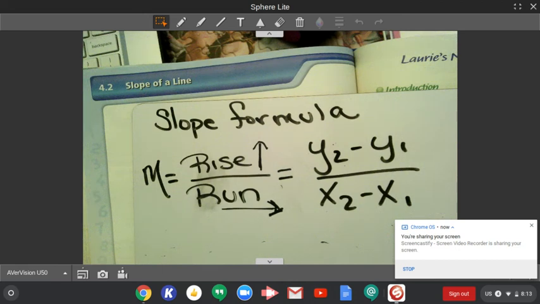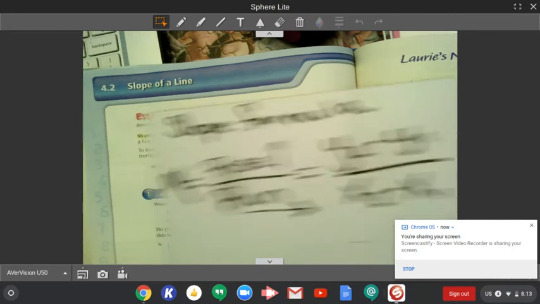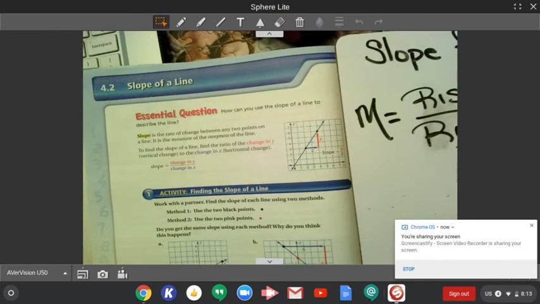Today we are talking about the slope formula. We are looking at the slope of a line. We're in Big Ideas Math 8, Lesson 4.2.